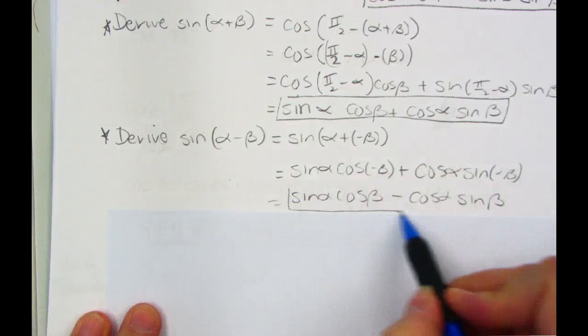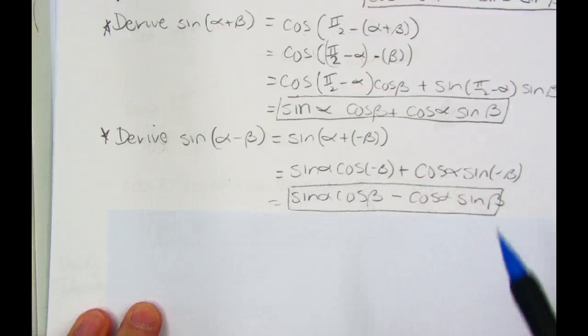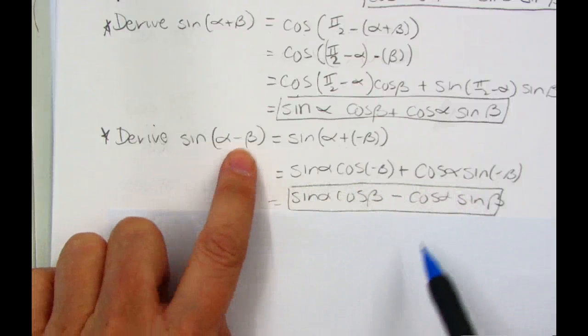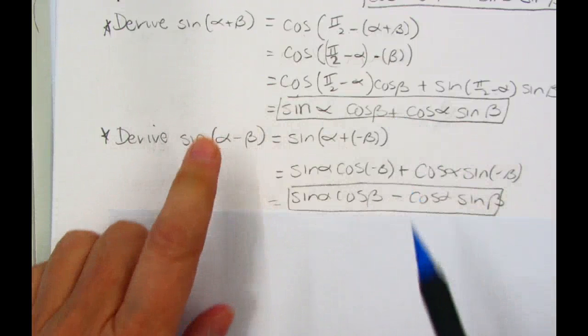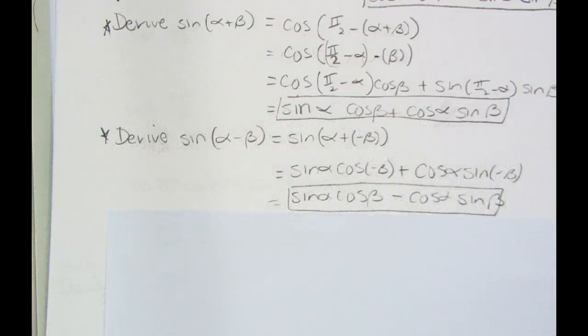And I'm done with this one. So we have 4 of these. So sine of alpha minus beta, the minuses match, the signs match on sine. They don't match on cosine. Yes, ma'am?